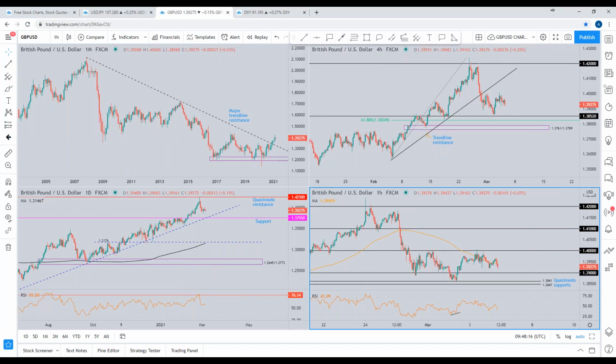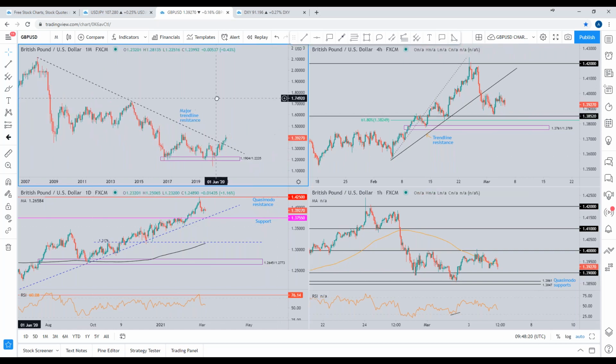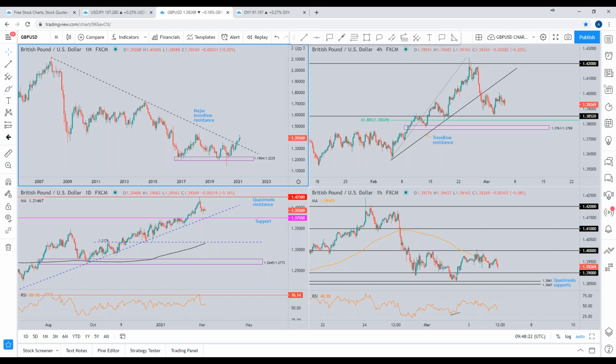So on the pound dollar, I don't believe we've seen much movement. Still on the pound dollar, we've not really seen anything to really get excited about at the moment.